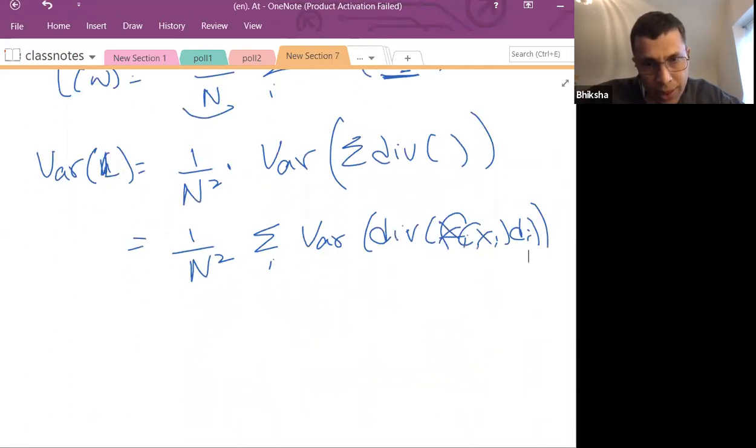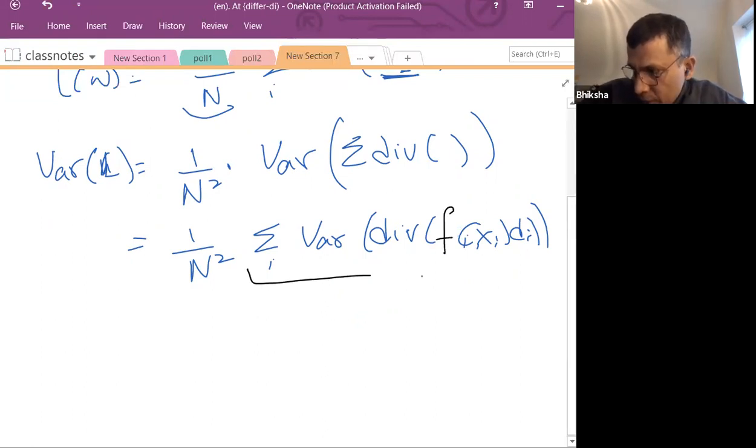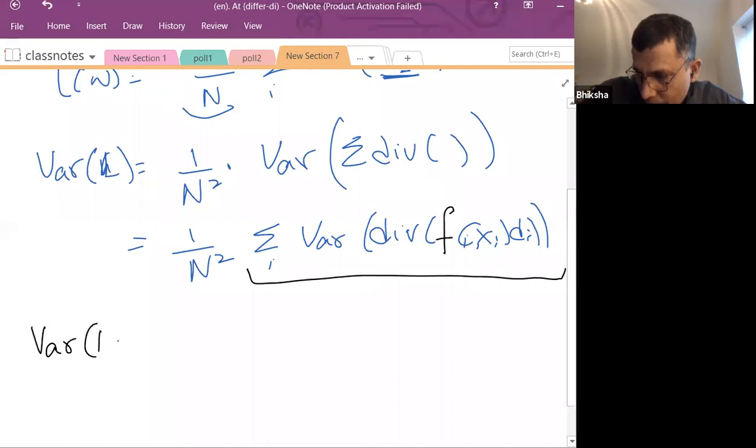Everybody see what's happening here? Anyone who has issues with this? Let me know, because I'm going to keep writing. So this is what we had. And how many of these terms do we have? So what is this going to end up becoming? Anyone? What does this become?